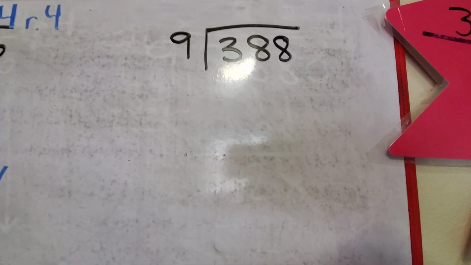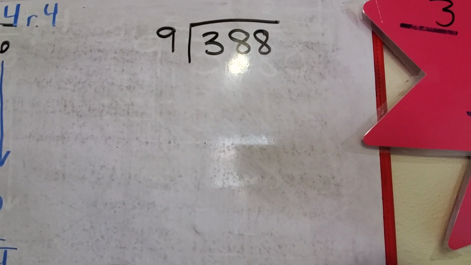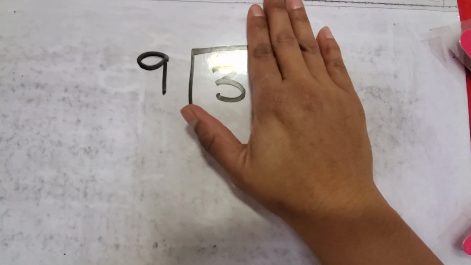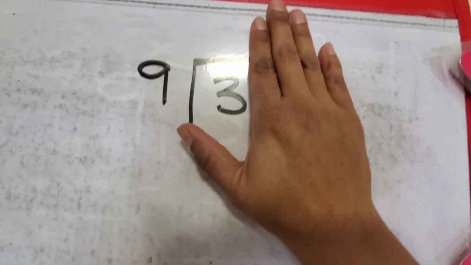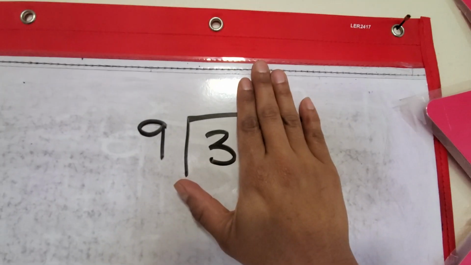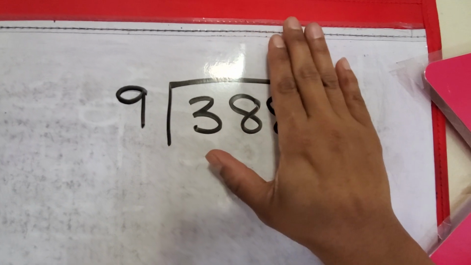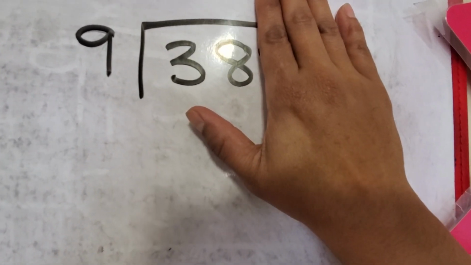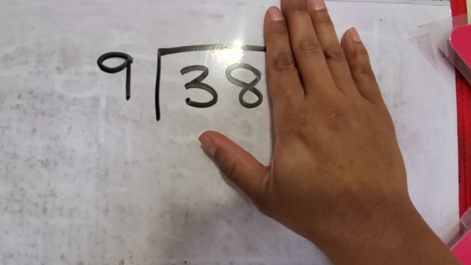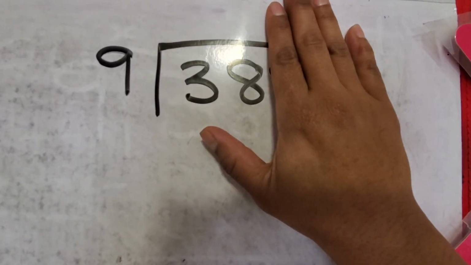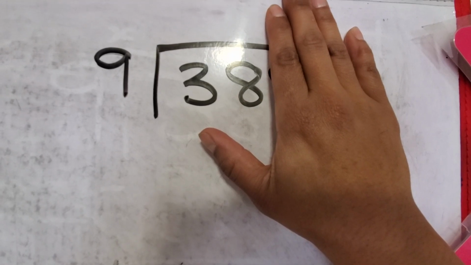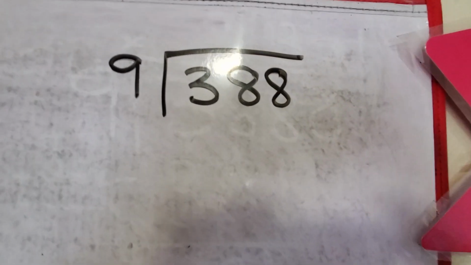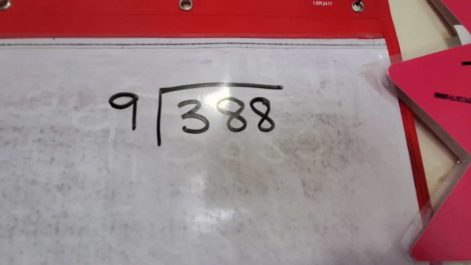Now let's look at 388 divided by 9. Well, we first look at the hundreds place. Can I make groups of 900 out of 300? No. So now I'm going to look at this as 38 tens. Okay, so how many groups of 9 tens can I make out of 38 tens? Well, I'm going to count by 9s to figure that out.